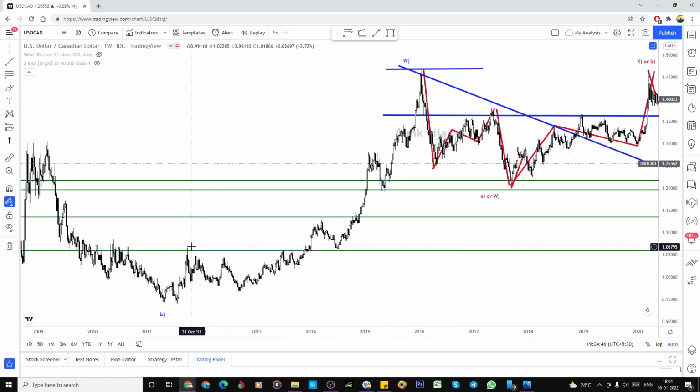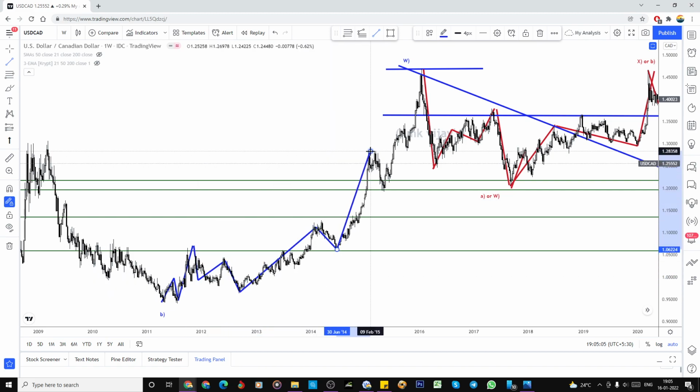A, B, C as a 1, A, B, C as a 2, A, B, C as a 3, A, B, C as a 4, A, B, C as a 5, right? Once again, you just go and repeat. This is a 1, right? So this is the 2, this is the 3, this is the 4, and this is the 5. So 1, 2, 3, 4, 5.